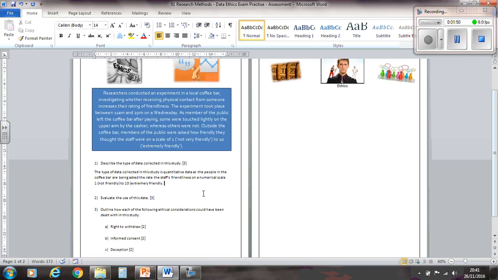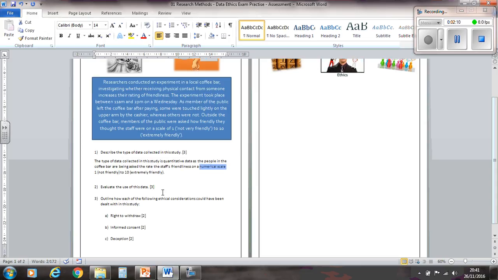So that there, you've said the type of data, so that's 1 mark. You've mentioned people in the coffee bar, and you've mentioned extremely friendly and not friendly, so that's the context, and then we've mentioned that it's a numerical scale, which is the explanation of what quantitative data is. So that would get you 3 marks for that one.